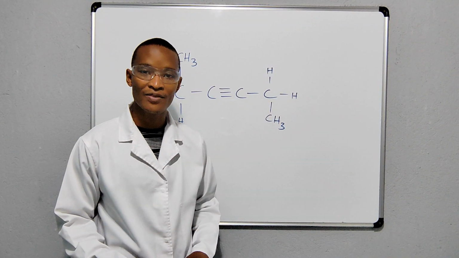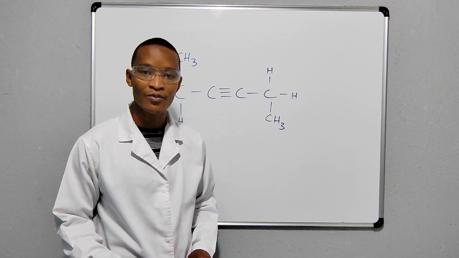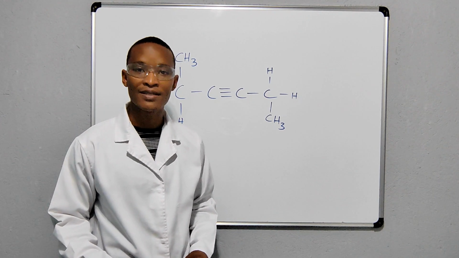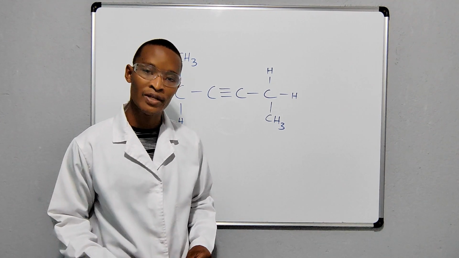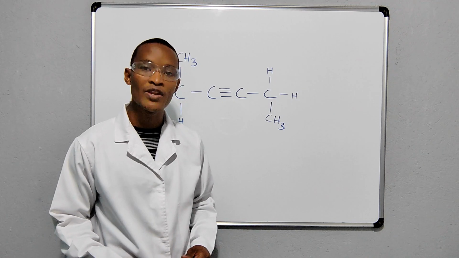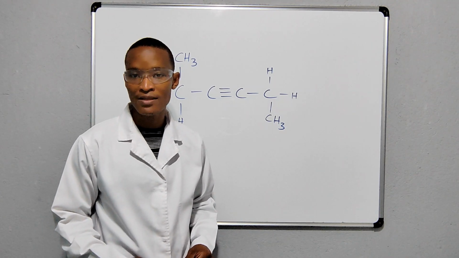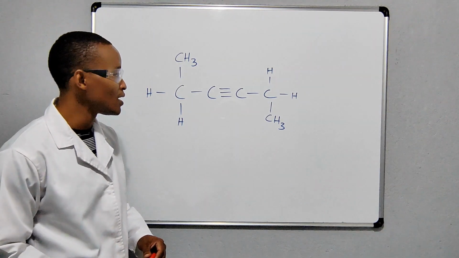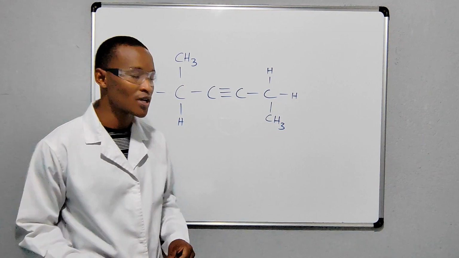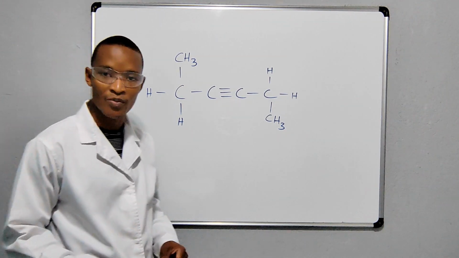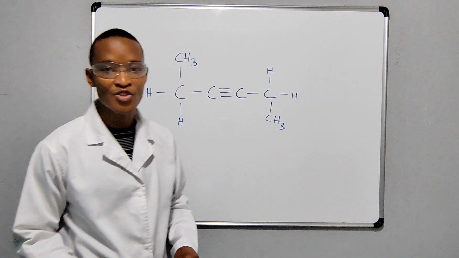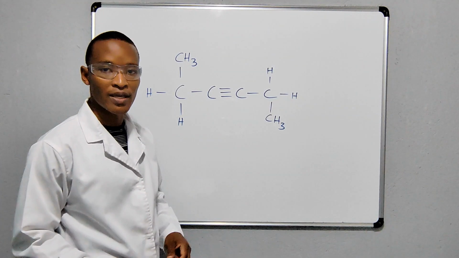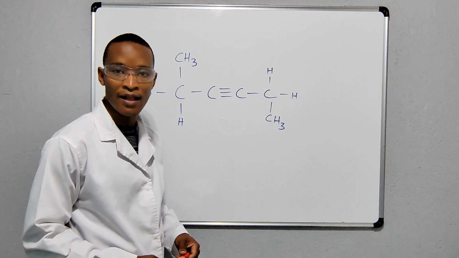This is part 3 of the 3-part series where I'll be covering how to name an alkyne. In part 1, I've covered how to name an alkane, that is the saturated hydrocarbon, and in part 2, I've covered how to name an alkene, which is an unsaturated hydrocarbon. And in this part, we'll be looking at how to name, again, an unsaturated hydrocarbon, but the one that contains a triple bond.